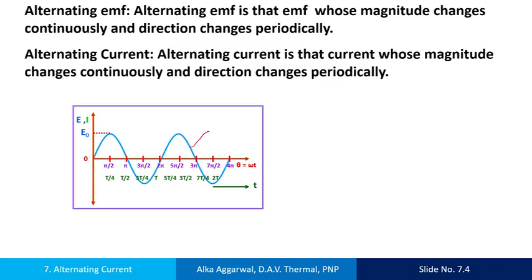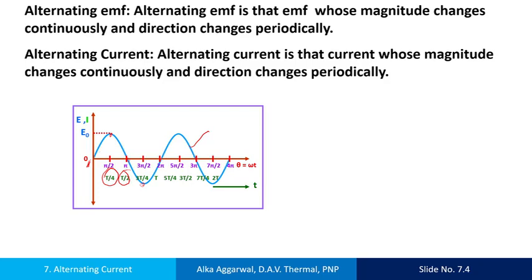Now see, the magnitude at t equals 0 is 0. At t equals T by 4, the magnitude is maximum. At half cycle, it is again 0, and at 3/4 of the cycle, the magnitude is again maximum but in the opposite direction, and at one cycle again the magnitude is 0.